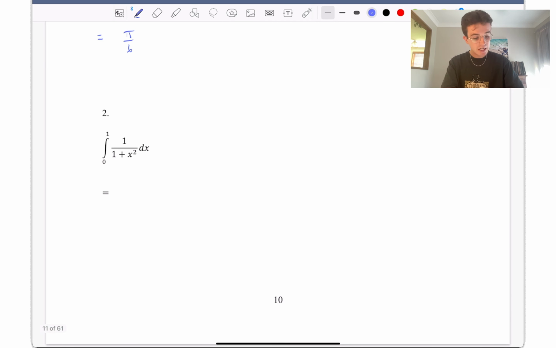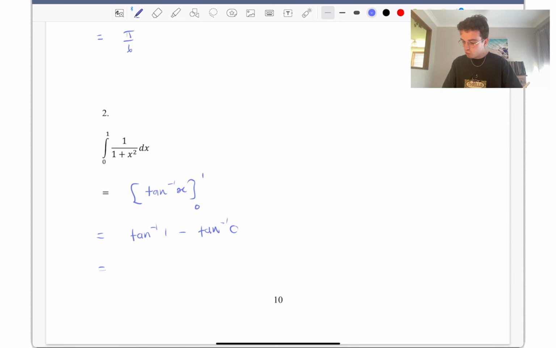Next question, we're finding the integral from 0 to 1 of 1 over 1 plus x squared. Now if we differentiate tan inverse of x, we actually get this here. So if we integrate it, we're going to get back to tan inverse of x. So the integral from 0 to 1 is going to be tan inverse of x, and we put in our limits there, our bounds. So tan inverse of 1 minus tan inverse of 0.